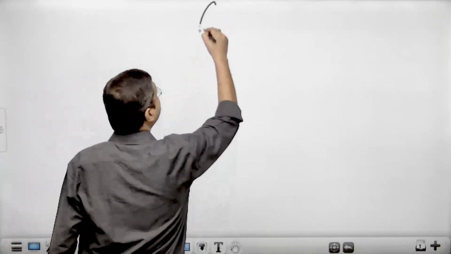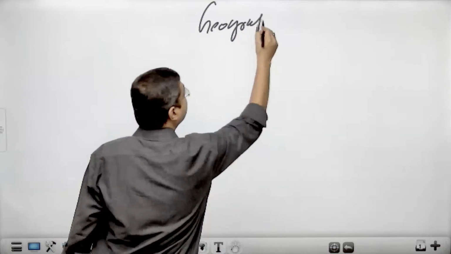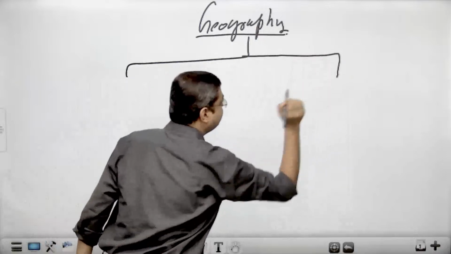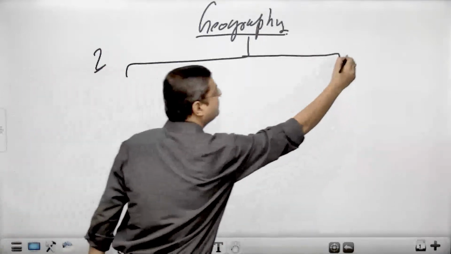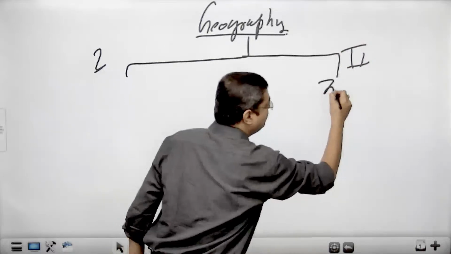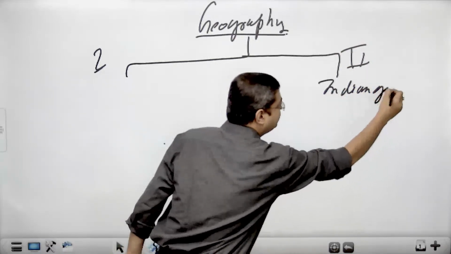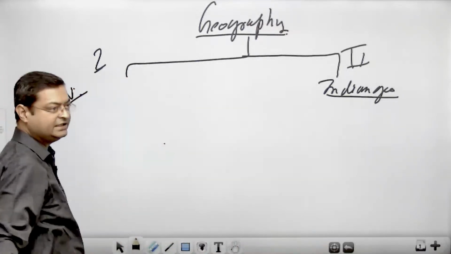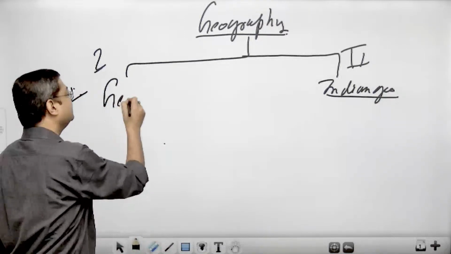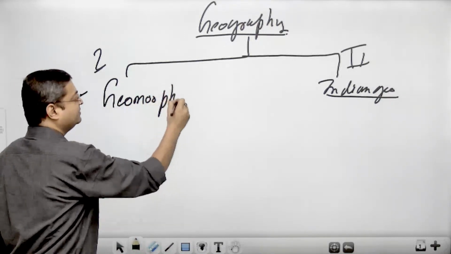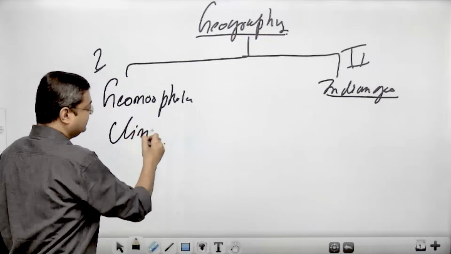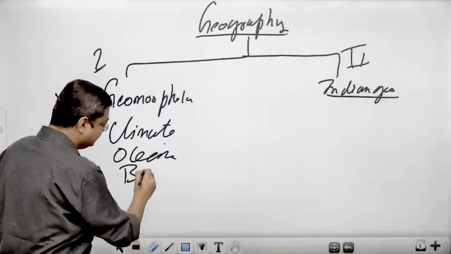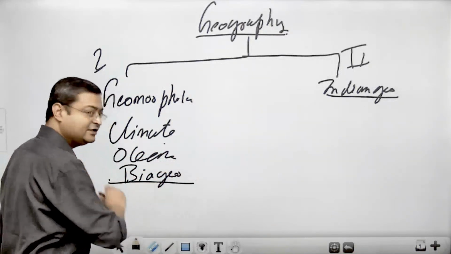if you are going to divide geography as an optional, we have paper 1 and paper 2, right? This is your part of Indian geography, and this is your part of world or your theoretical aspect, right? The first topic is geomorphology, then climatology, then oceanography, then biogeography. This is the first part of your paper 1.